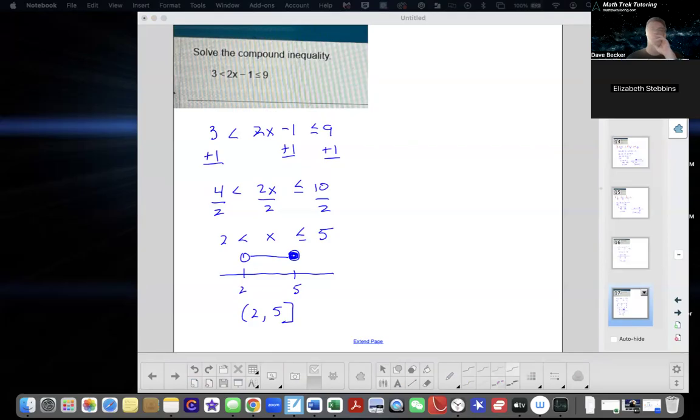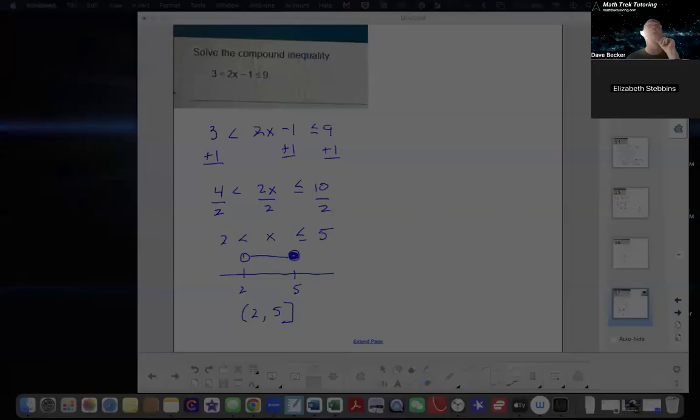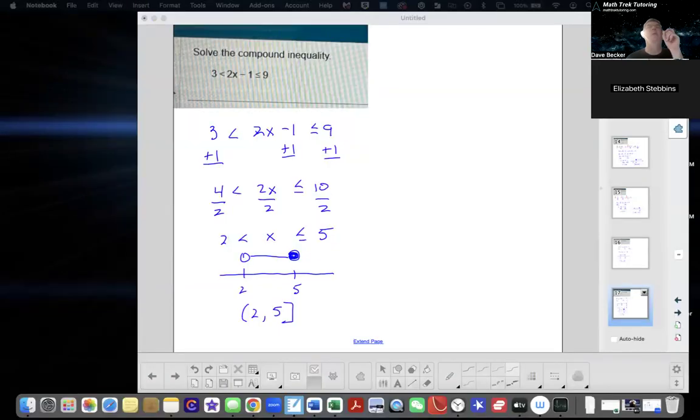Okay, these aren't too bad. No. They can go in opposite directions.